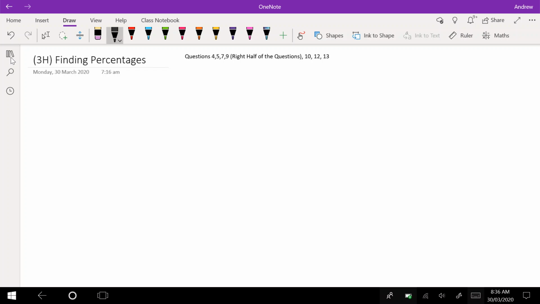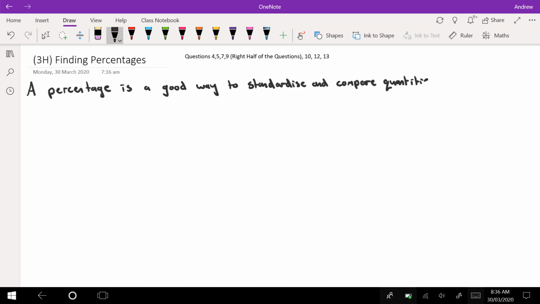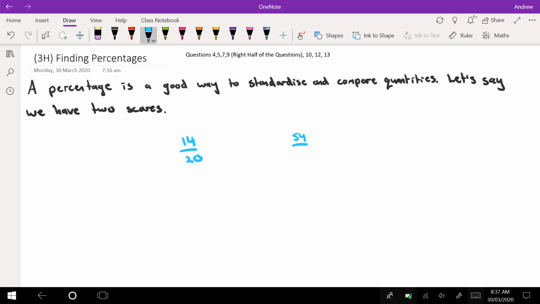Okay, so a percentage is a good way to standardize and compare quantities. You guys in here are all after your test scores, okay? And it's a really poor example of what you should be focused on. However, it's a really good example for this topic. So let's say we have 2 scores. Let's say one of them is 14 out of 20, and the other one is 54 out of 75.